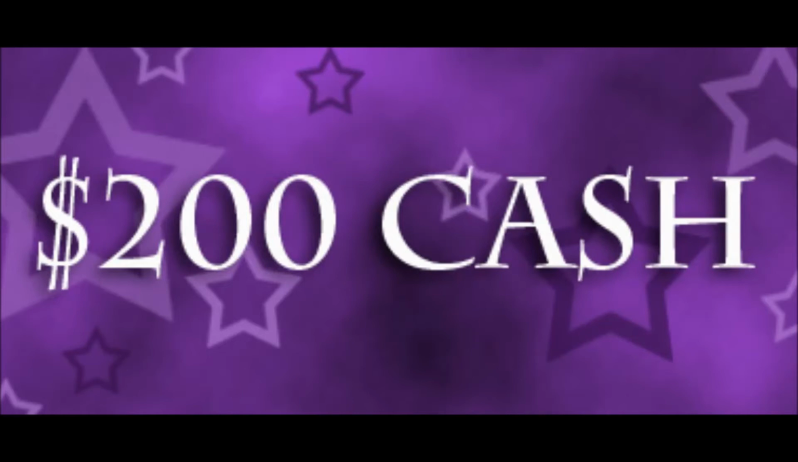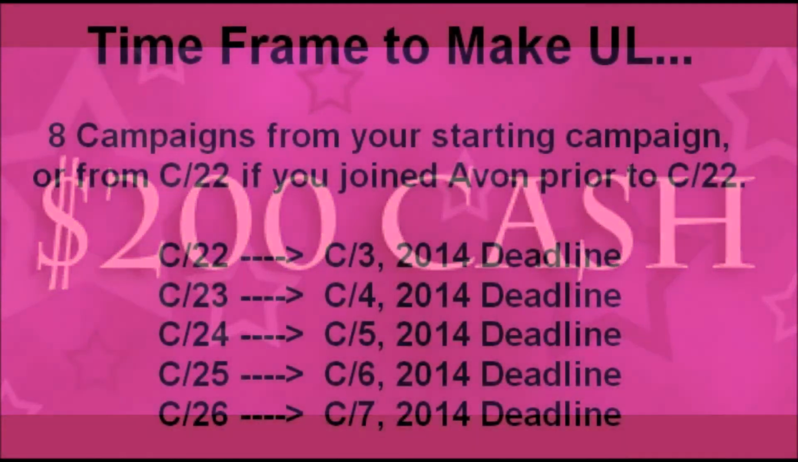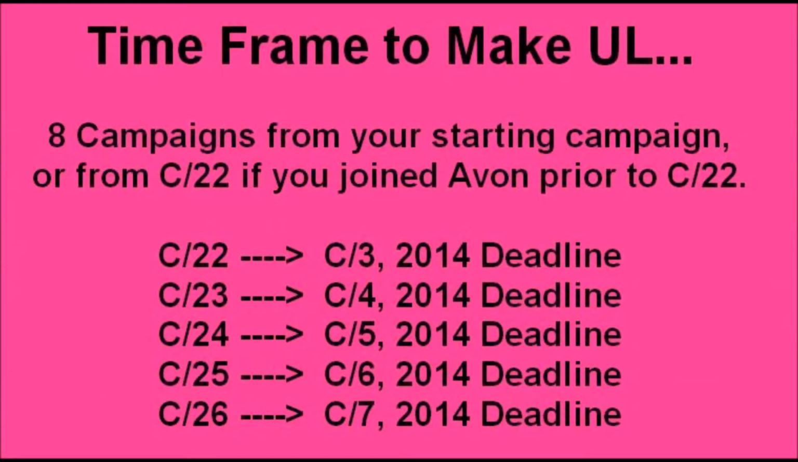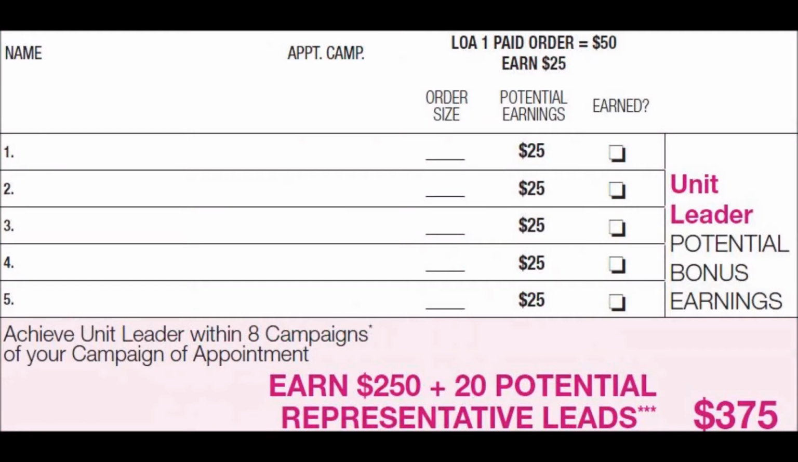The other thing that we are going to talk about is that when you make unit leader, you have a time frame to make unit leader. If you have been in Avon for a long time, that time frame started in campaign 22, and Avon will give you 8 campaigns to make unit leader. So from campaign 22, you would have until campaign 3 to make unit leader. If you achieve unit leader within that time frame, Avon is going to pay you a $250 bonus. Yep, $250. So yay for money.